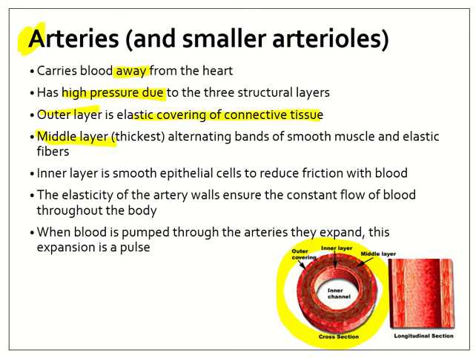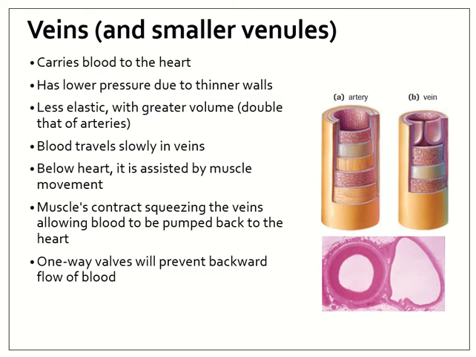The middle layer is going to be your smooth muscle, so that means it's an involuntary contraction. And then the inner layer is going to be smooth epithelial, so there's no friction with the fluid. Okay, and so this is what we actually feel as our pulse, when the blood is being pumped through those arteries. Your veins carry blood to the heart.